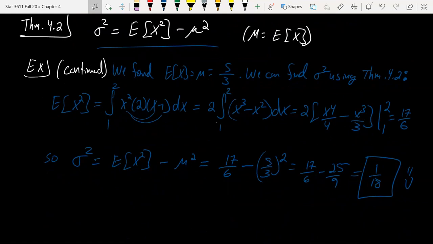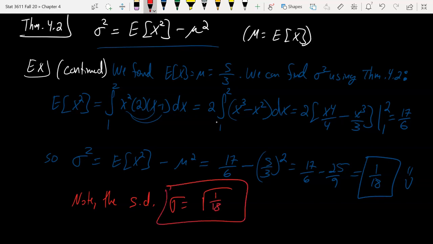Oh, these are all variances, right? By the way, these are all variances. So if you wanted the standard deviation, sigma is going to be the square root of 1/18, which I don't think is a nice number. So there's your standard deviation. I would leave it just like that.